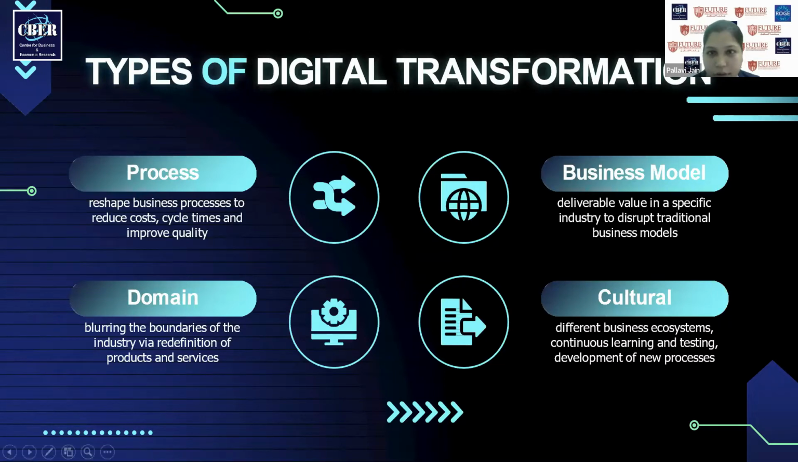There are four main types of digital transformation: process, business model, domain, and cultural, and they are all dependent on various different aspects of businesses. They help with processes to reduce cost, cycle times, change their deliverables, and build whole new ecosystems.